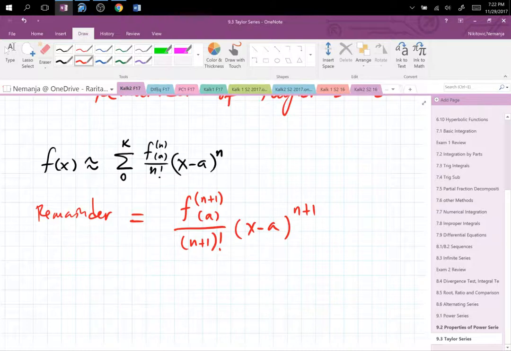So that covers the story on Taylor series. That's 9.3. And now we have an extremely short section 9.4, working with power series or Taylor series, whatever, it's synonymous for this class.